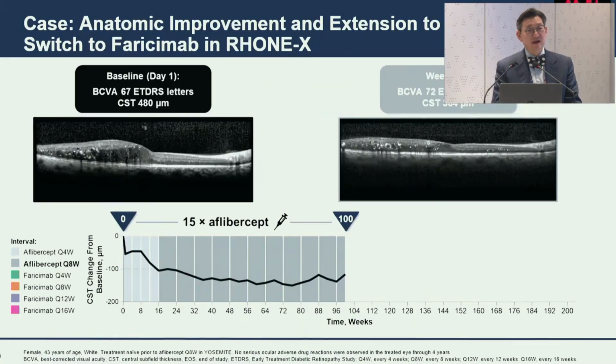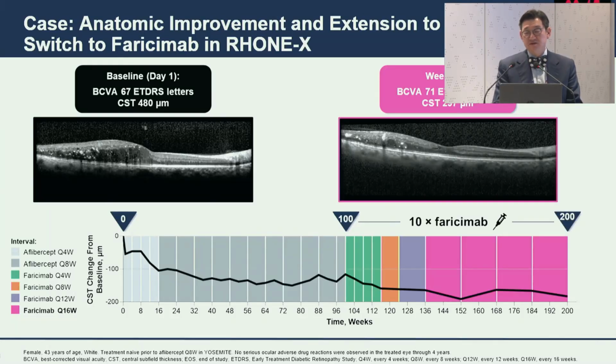Here's a case that really brings to light what we might see in practice. This is one of the patients from the study. At baseline, this patient has DME. The vision is 67 letters, CST is 480, and this patient was randomized to the aflibercept arm. You can see he has been having regular injections with, I would say, a good response: improvement to 72 letters and a reduction of CST to 364.